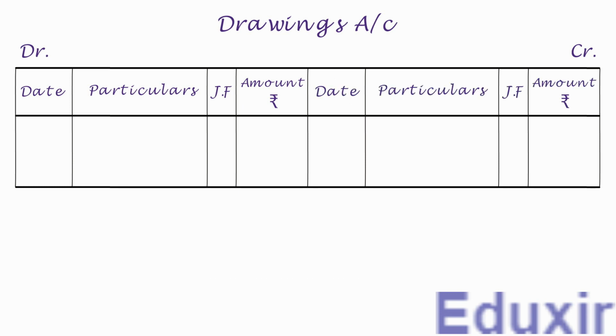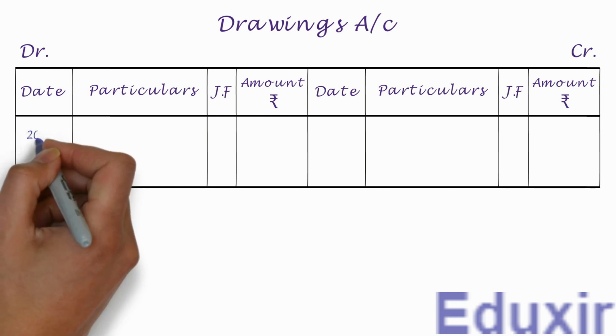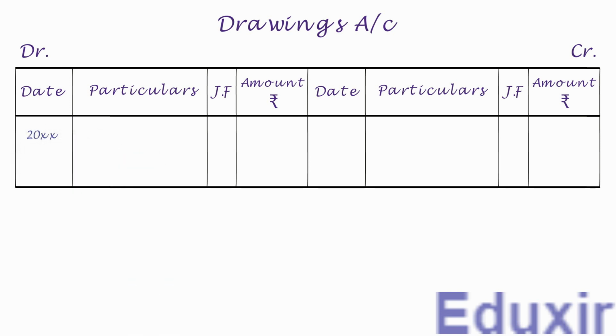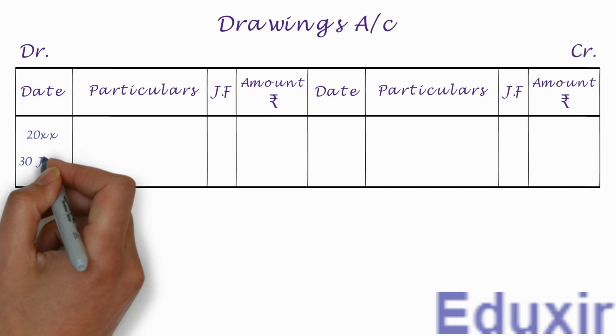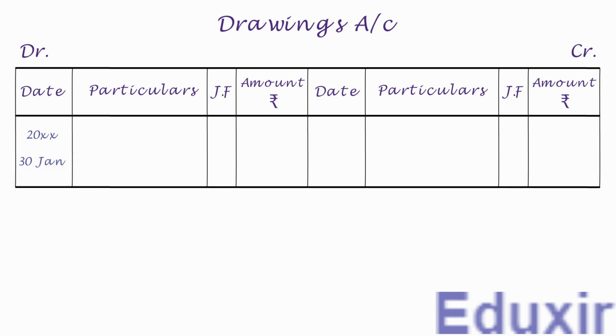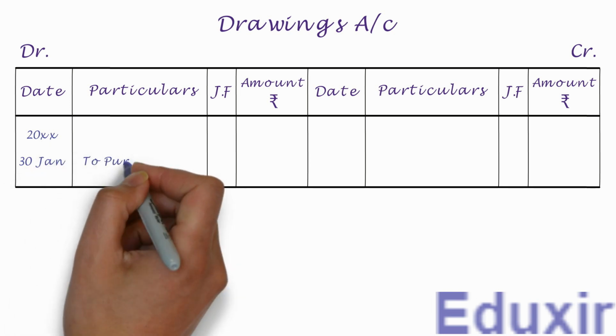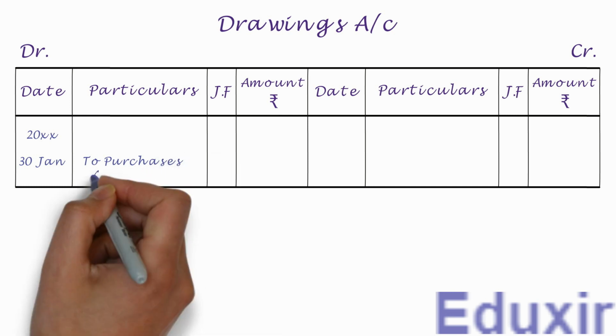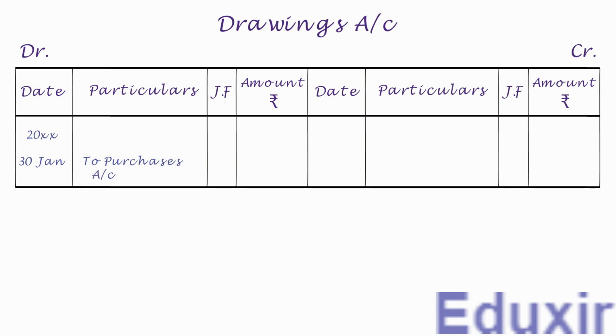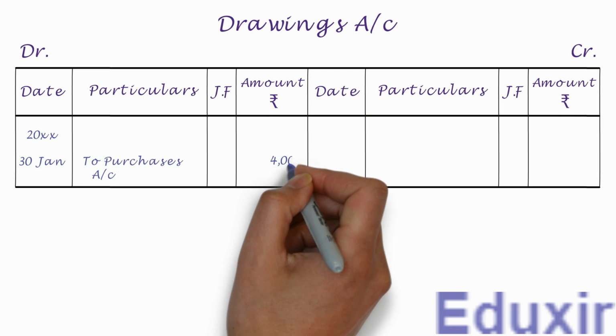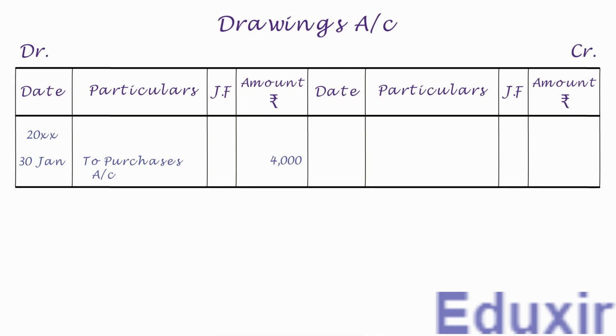Now on the debit side, let us first write the year in the date column. Let us now write the date. We need to write to purchases account into the particulars column. Let us write the debit amount of 4000 rupees into the amount column. With that, we have completed the posting of this journal entry into the drawings account. Let us now take up the next entry.